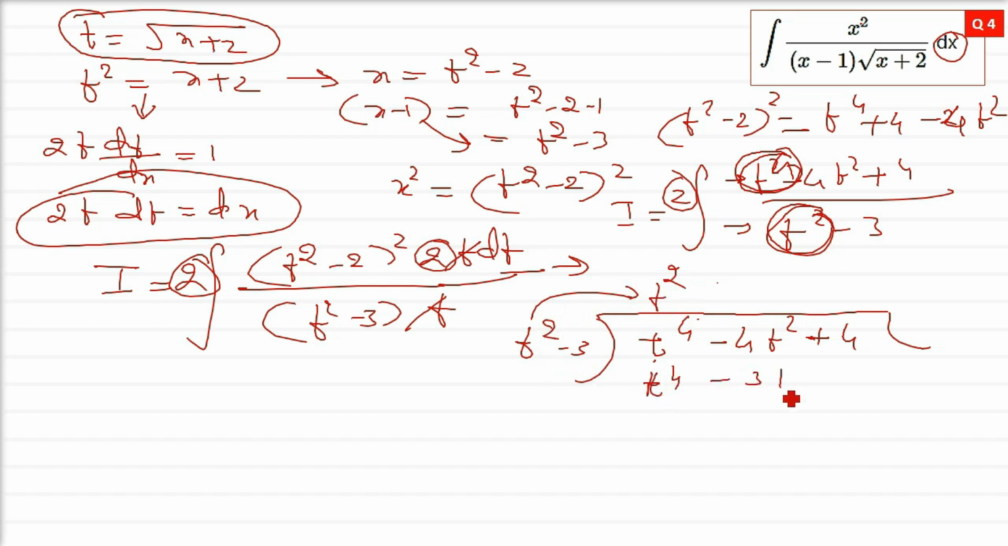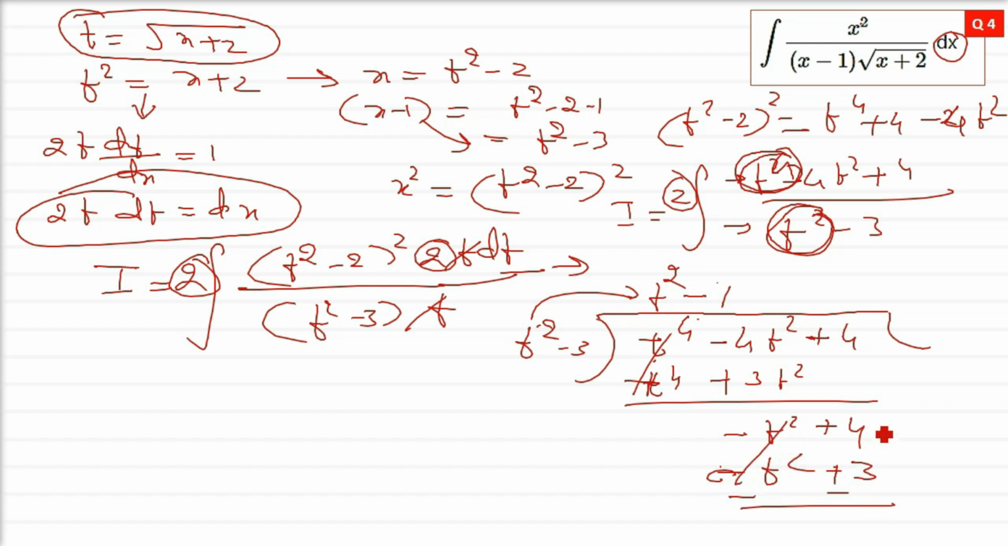Minus 3t square. Now you can subtract these two. This gets cancelled. It will be negative t square and plus 4. Since we have negative t square, you have to multiply it with negative 1. So this will give you negative t square and plus 3. Now you subtract these two, so the sign will change. This first value gets cancelled and 4 minus 3 will be 1. Now how to write this? First t square minus 1 will come, then a 1, divided by this t square minus 3.